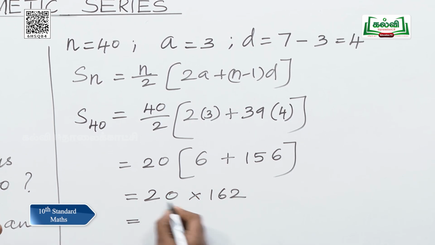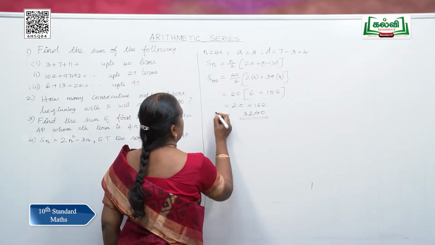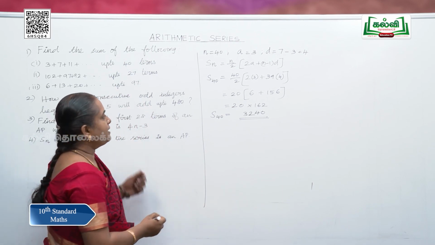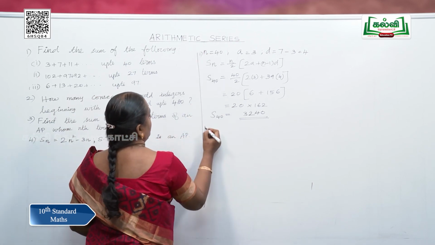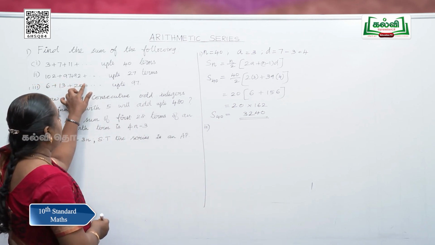So multiply. You can follow the easy method. 0, then 2 2s are 4, 2 6s are 12, 2 1s are 2 plus 1. So this is the answer for the sum of 40 terms of the series. Next, let us go to the second subdivision, which says 102 plus 97 plus 92 plus etc.